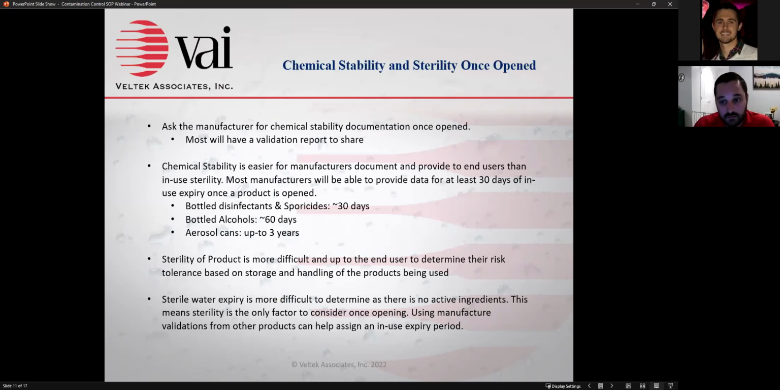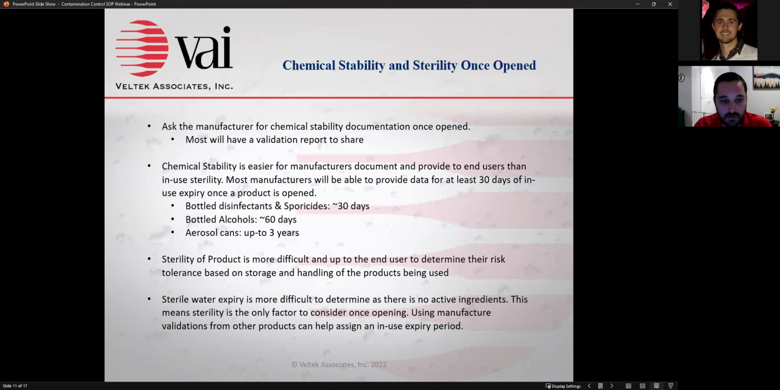One thing to note though is chemical stability is a lot easier for us as a manufacturer to give you definitive data on than also in-use sterility. For us at Veltek, we do have a report that takes both into consideration. And most of our products are good for 30 days if it's a bottled product, some bottled alcohols up to 60. And then aerosol cans, they last up to 3 years or so.